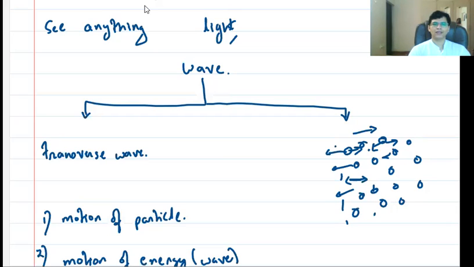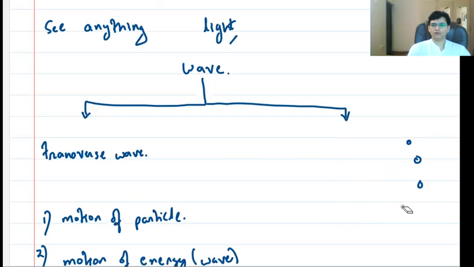So in this case, when the motion of the particle and the wave are either the same or opposite, and not perpendicular, then it is called a longitudinal wave. Longitudinal wave. Clear, everyone? Anyone have any issue in this? I hope all of you understood what a longitudinal wave is, and what a transverse wave is.